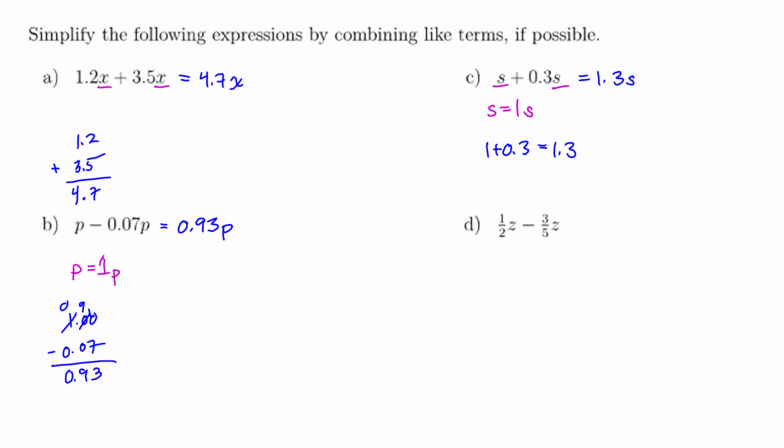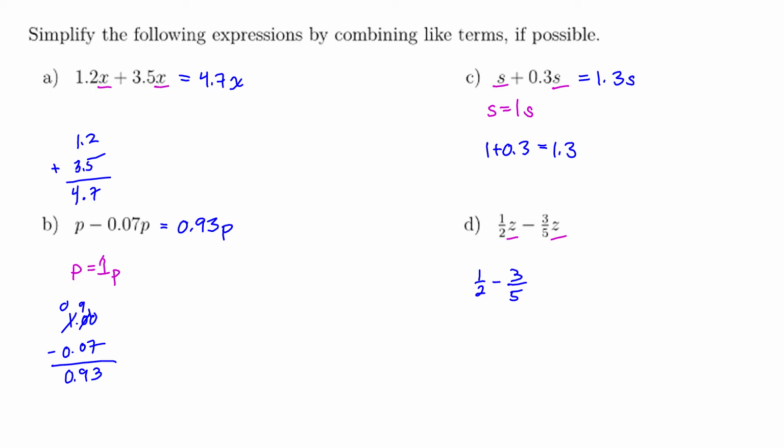The last one here does not involve decimals. This one's going to involve a couple of fractions. So we see that we have 1/2 z minus 3/5 z. So first thing we note, again, these are like terms. I have z in each of them. And so what I'm going to need to do is to look at those coefficients. I have 1/2 z, I'm subtracting 3/5 z. So the arithmetic I need to do is to take 1/2 and subtract 3/5. That's going to give me the coefficient once I've combined these like terms.